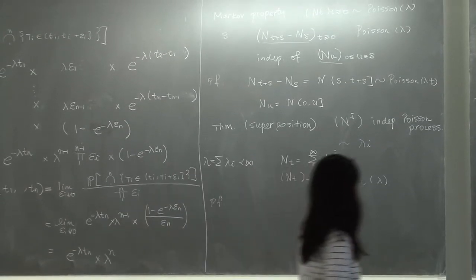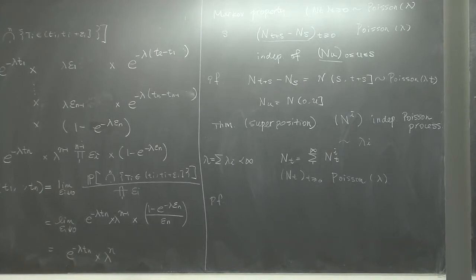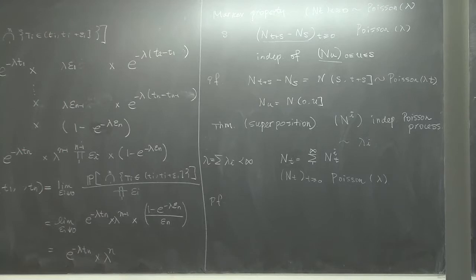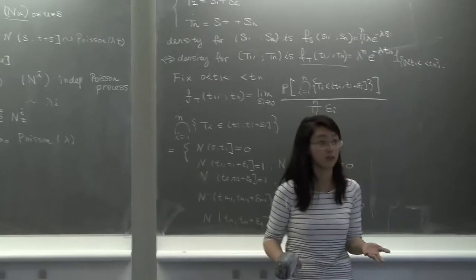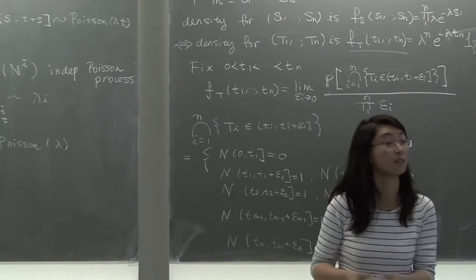This can be considered as if you have two windows, and each window counts how many customers arrive. These two sequences are independent of each other. If you put them together, so now you consider the collection of two windows and count the number of customers that arrive, then this is still a Poisson process. There's no difference if you consider them separately or put them together.